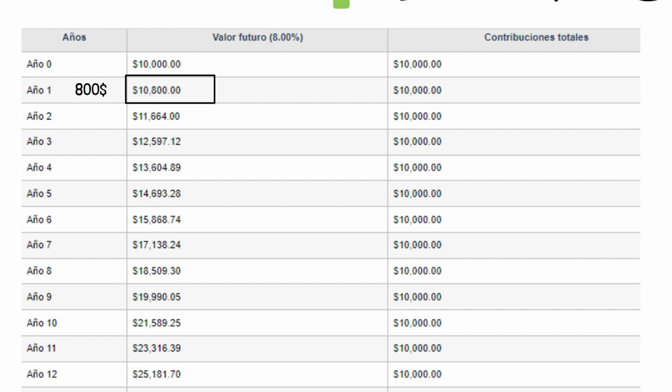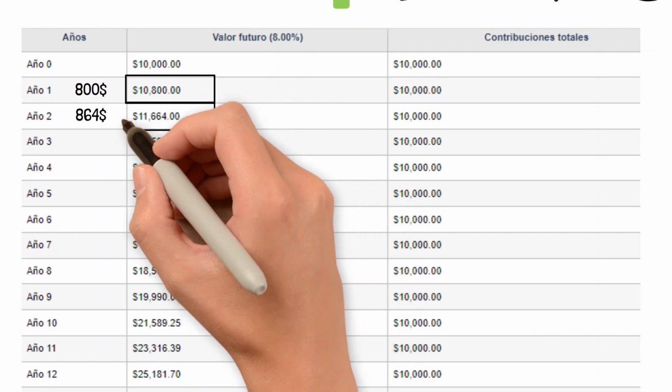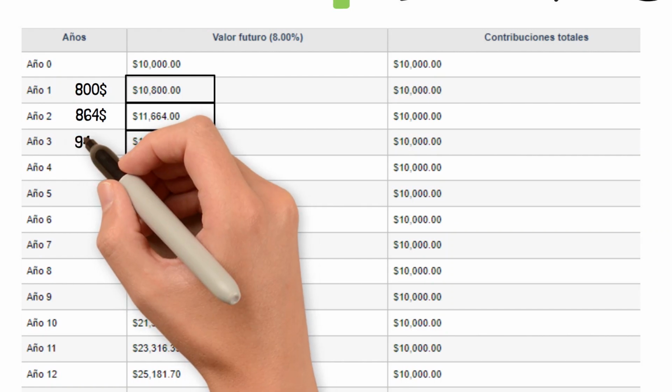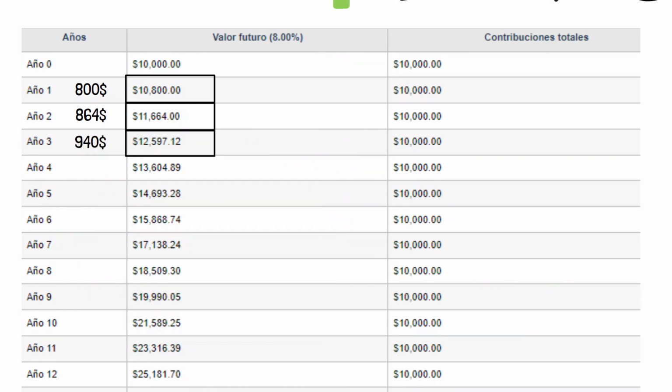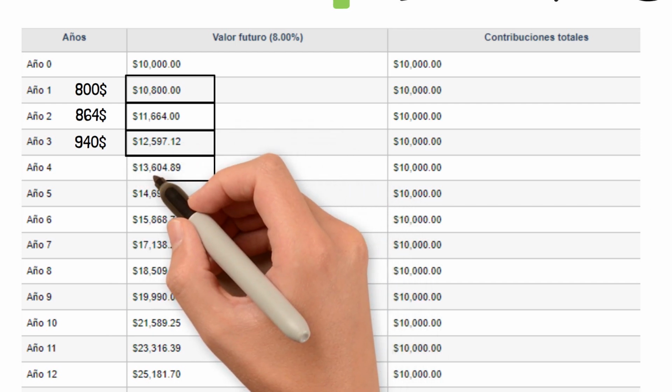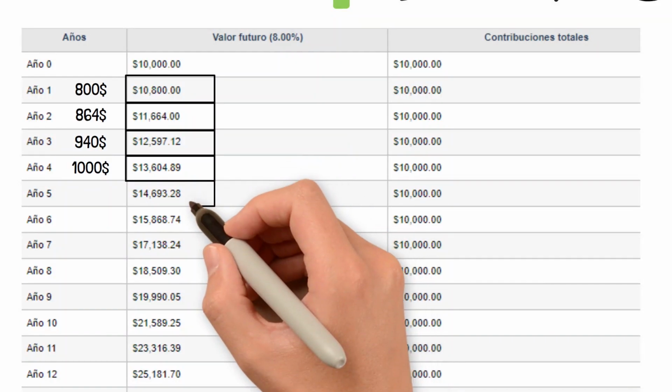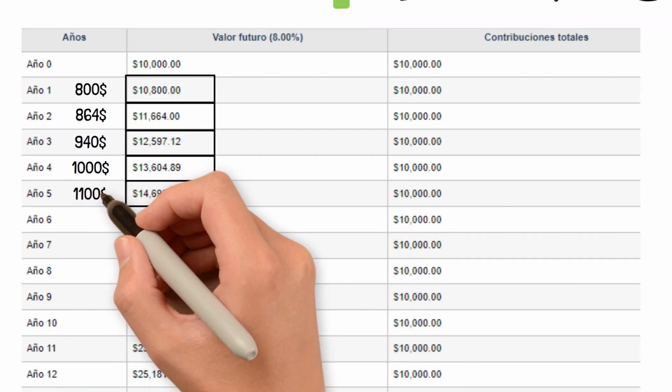The following year, we would earn $864 in interest, for a total of $11,664. And you must realize that, for the first time, the amount of interest generated has increased. In the third year, we would have a total of $12,600, about $940 more than the first year. $140 more in interest generated than the first year. In the fourth year, the total amount would be $13,604, with $1,000 in interest. In the fifth year, the total amount would be $14,700, with $1,100 in interest.